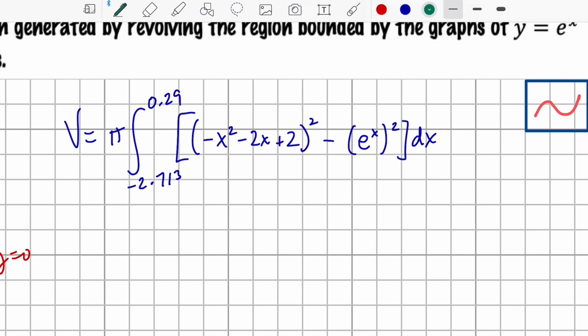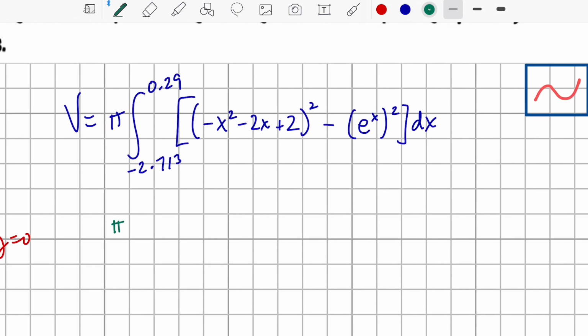Okay, but before we plug it into the calculator, I want to make sure that I rewrite this. So if I rewrite it, yes, I'm going to do it again. From negative 2.713 to 0.29. This one stays the same. I don't really need parentheses around. Oh yeah, I do. Negative x squared minus 2x plus 2, squared, minus e to the x squared is just e to the 2x.